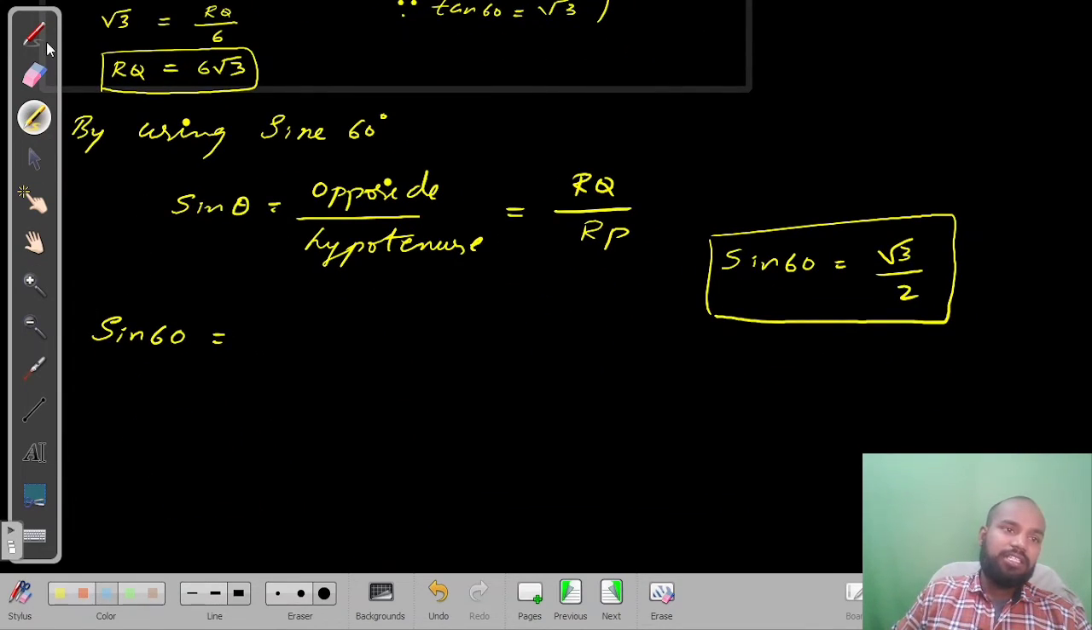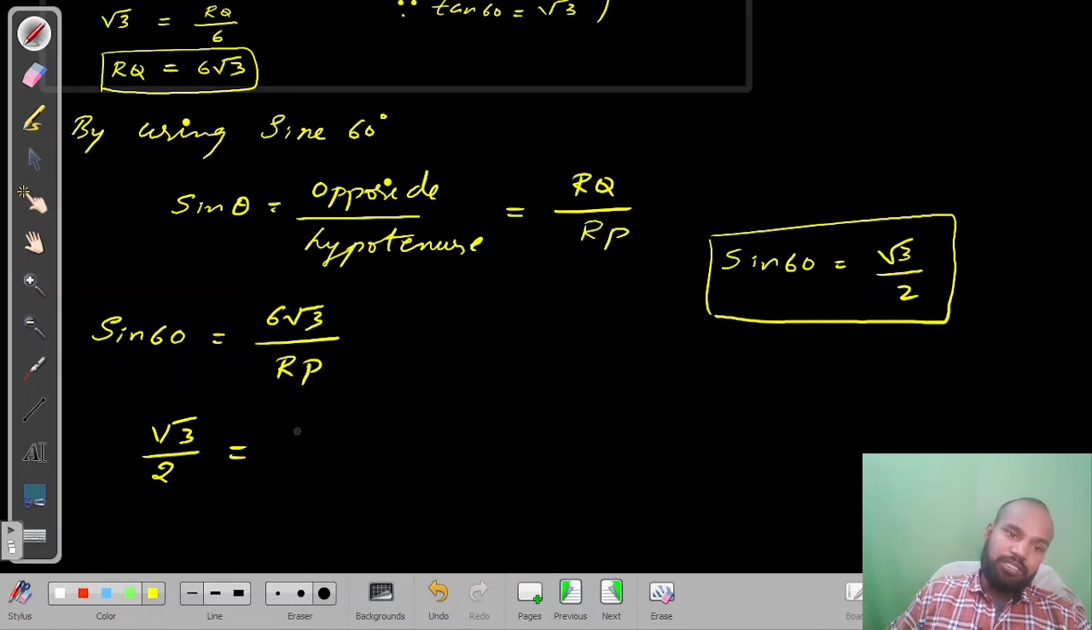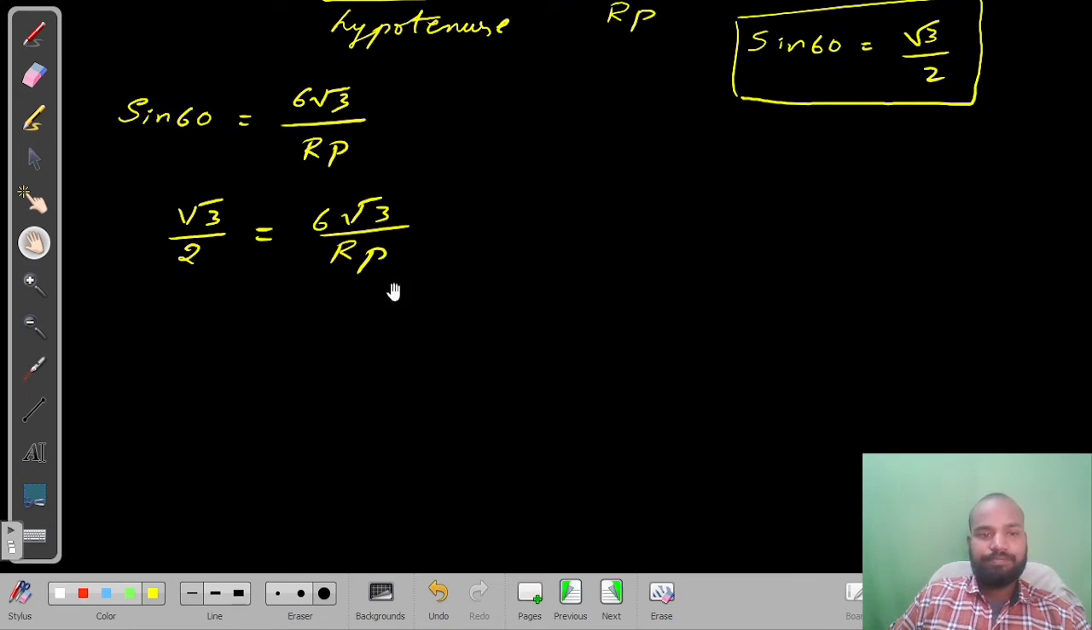So sine 60 degrees equals root 3 by 2. What is the opposite side here? RQ. The RQ value we know, 6 root 3, and the RP value we don't know. Substituting the value, root 3 by 2 equals 6 root 3 by RP. Just solve this equation, then we get the answer.